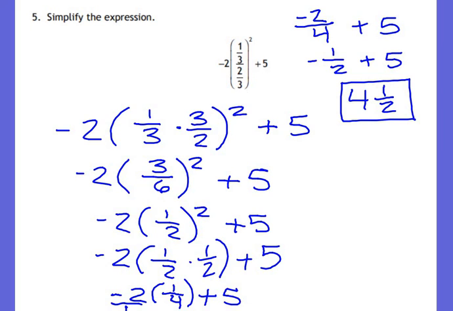Okay, I want you to work number 6. The answer to number 6 is -38. When you have work proving your -38, raise your hand. I'll check it, and then you will be released to do online work.